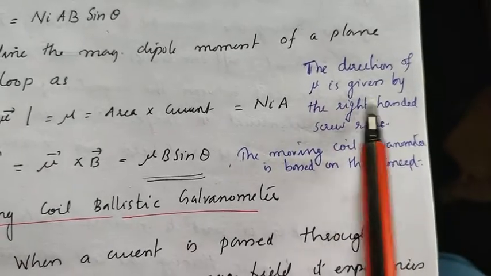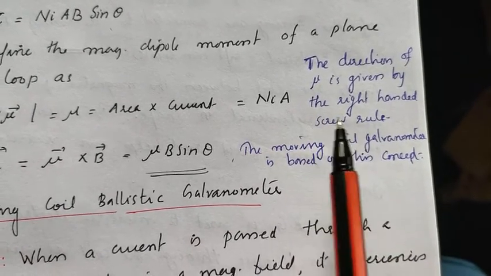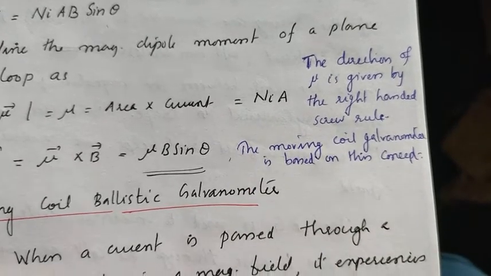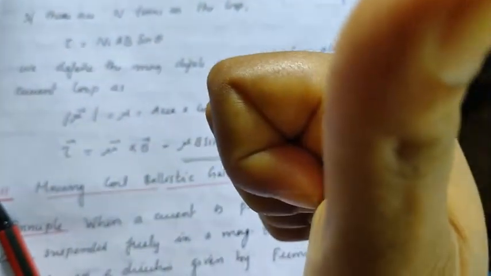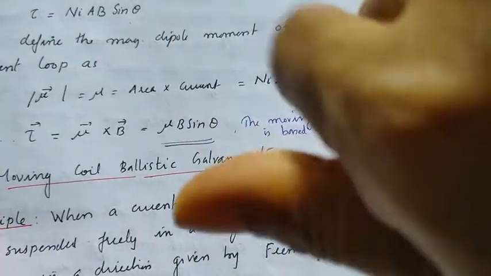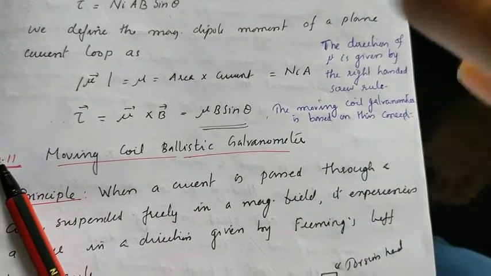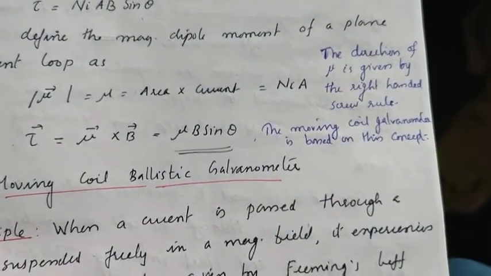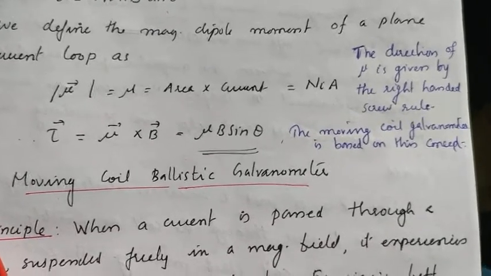The direction of mu is given by the right-handed screw rule. Right? You know what is the right-handed screw rule? That is, if we are turning a screw like this, what will be the direction of mu? The direction of mu will be the advancing direction of the screw.